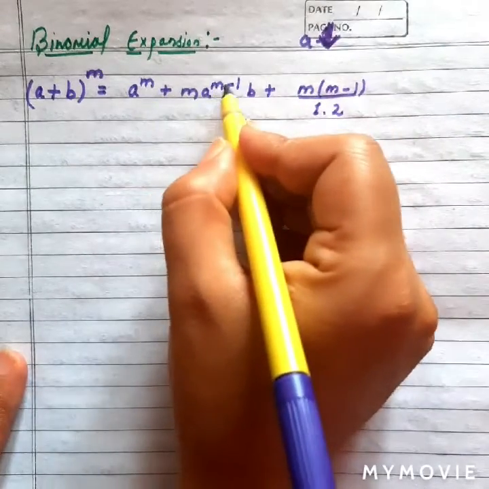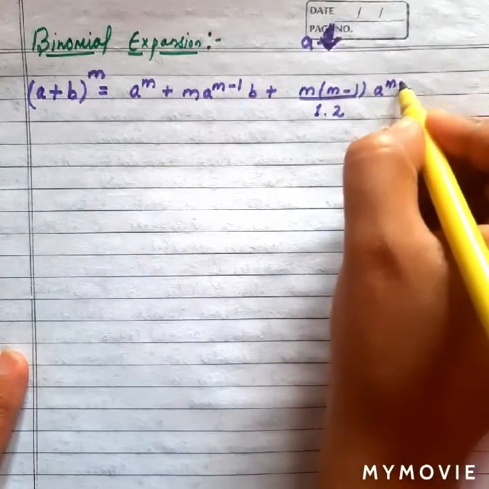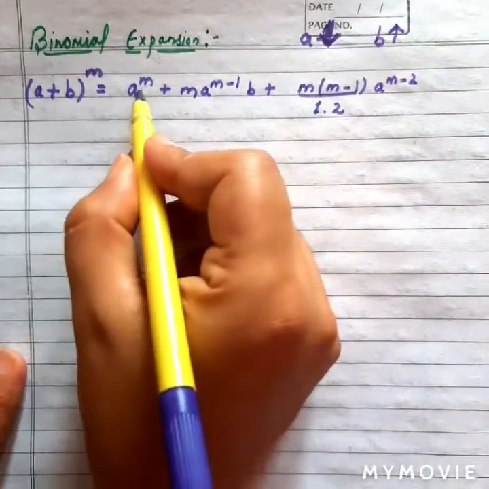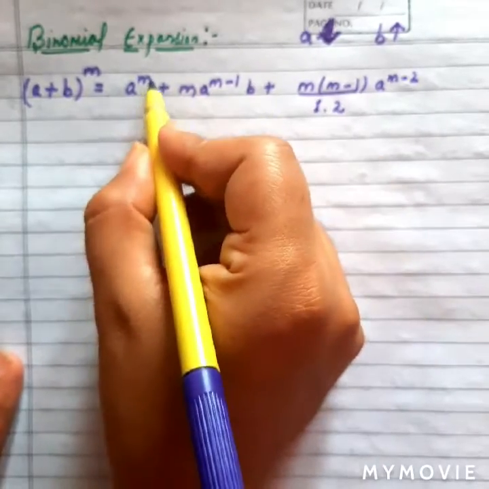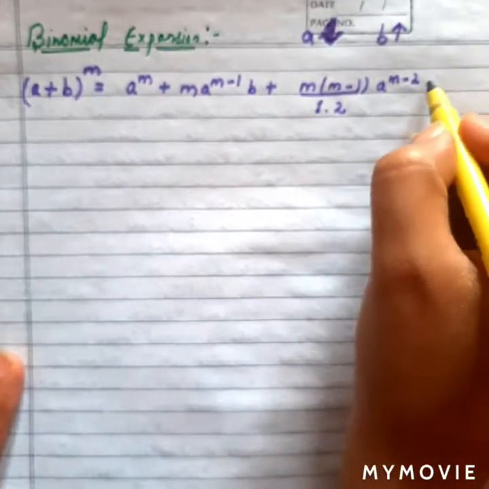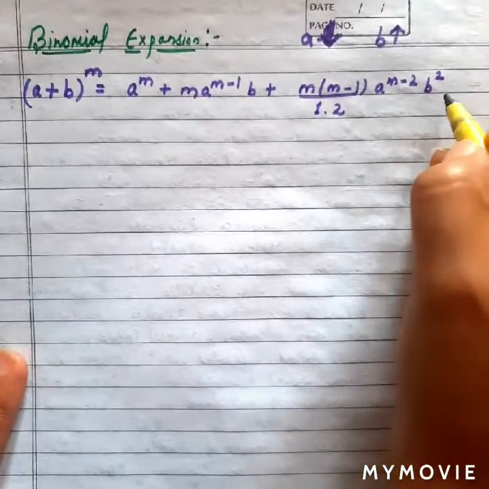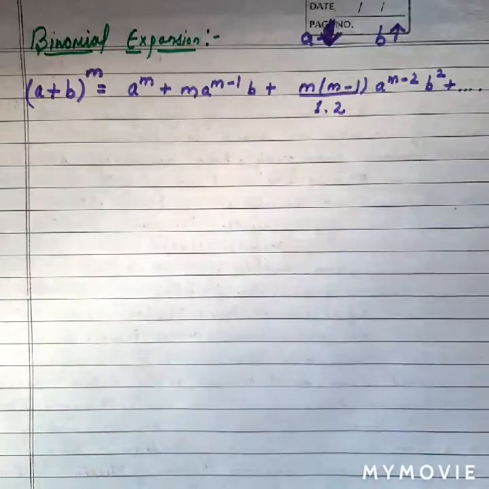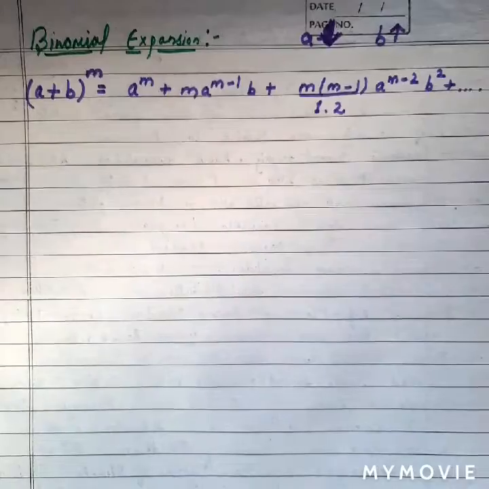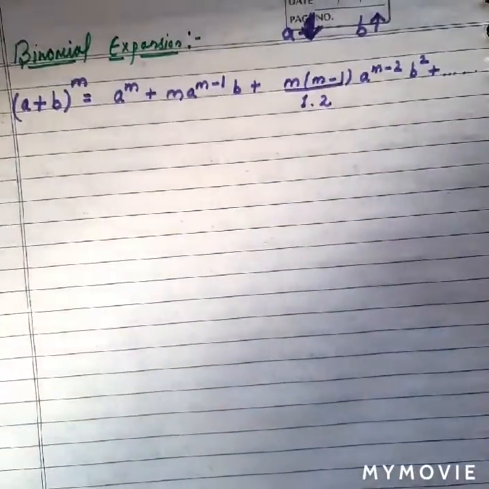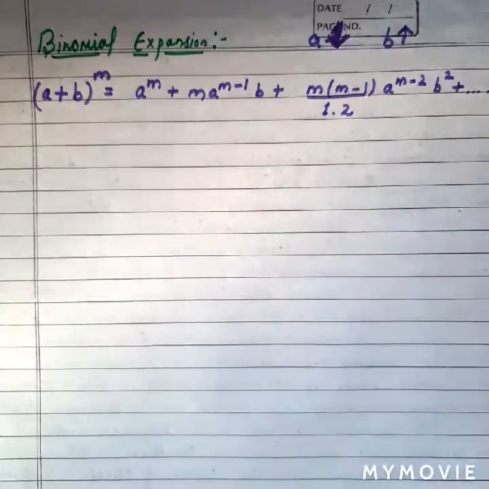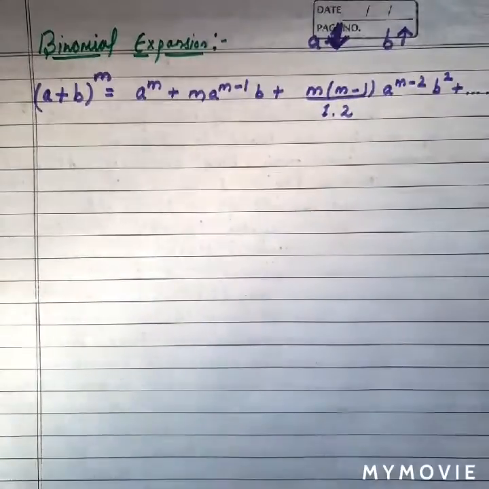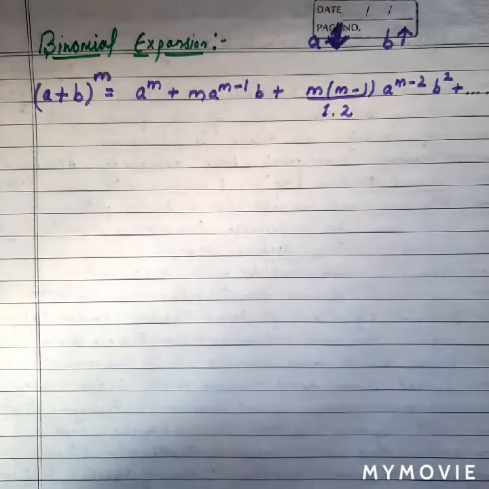So a raised to power m, a raised to power m minus 1, then a raised to power m minus 2, and the power of b is increasing: b raised to power 0, b raised to power 1, and b raised to power 2, and we will keep on writing up to the last term, right? And this is our binomial expansion, and with the help of binomial expansion we will prove other formulas like (a + b) whole square or any form of algebraic expression. I will take some examples.